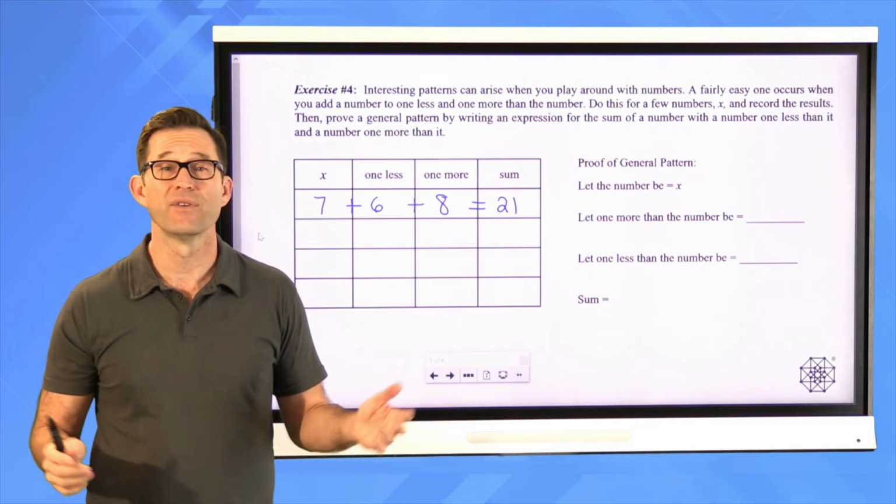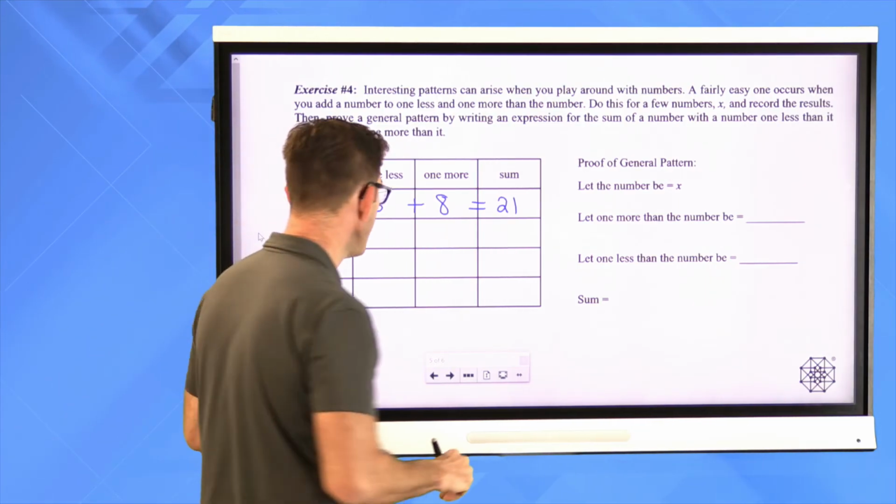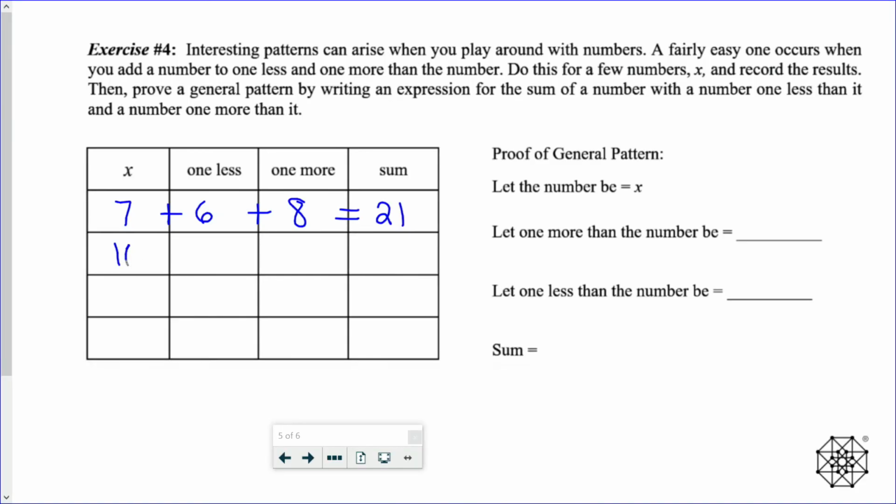All right, well, I have no idea what numbers you picked. I'm going to pick some random ones. I'm going to go with 10. One less than it is 9. One more than it is 11. 10 plus 9 is 19. Plus 11 is 30.